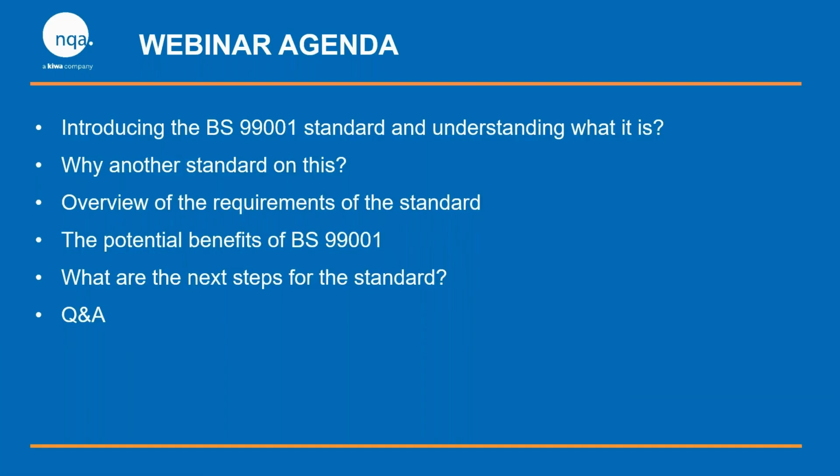So today, the webinar agenda, what we're going to try to do is introduce what the BS 99001 standard is and the understanding of what it's meant to imply, why another standard, an overview of the requirements of the standard, potential benefits of the BS 99001, and what the next steps are for the standard. And hopefully, if we have time, we'll do questions and answers. You'll see there's a wee question box if you want to put them in. I won't look at the questions until the end of the webinar, and hopefully we'll be able to answer some of the questions. If there's anything we can't answer or are not sure about, we'll come back to you. We'll release it on the blog.